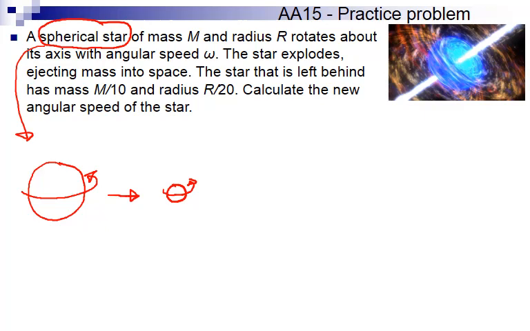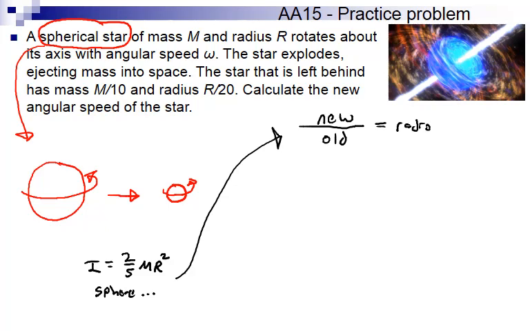We have our spherical star here. We have the smaller one. That's the result: 1/20th of the radius and 1/10 of the mass. And so we know that the moment of inertia for a sphere is 2/5 mr squared. And what we can do is set up a ratio of the new situation to the old to see what's going to happen, because we know that the angular momentum still must be conserved.